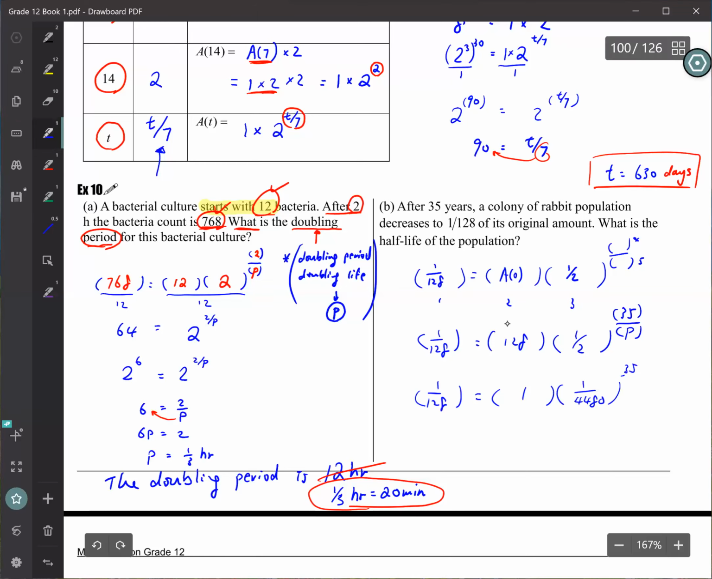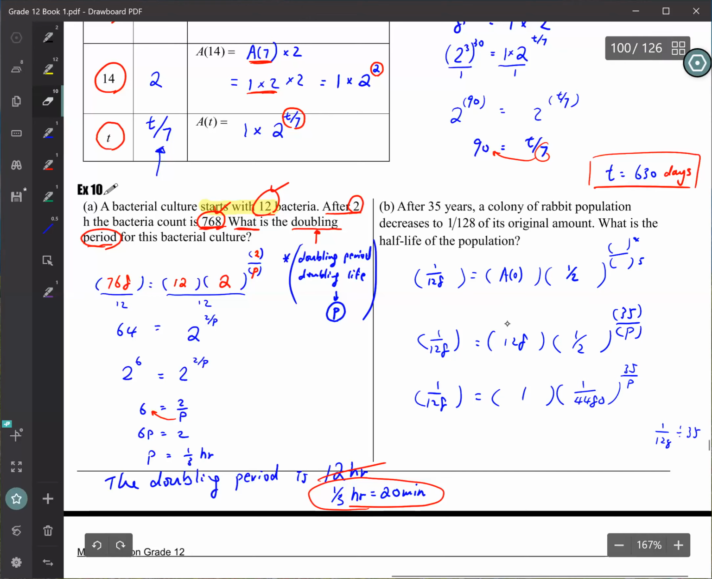So 35 over P. Okay, where did you get that number, 4,480? I did 1 over 128 divided by 35. Oh, divide by 35, like that? Yeah. Okay, I see. We'll go over each one, all right? So each try here, you all have your correct part. So let's talk about the first one.